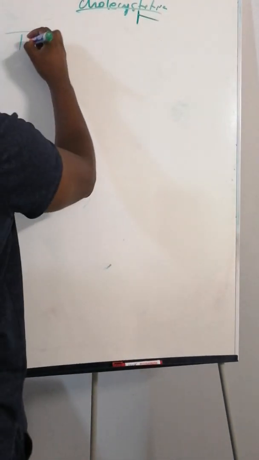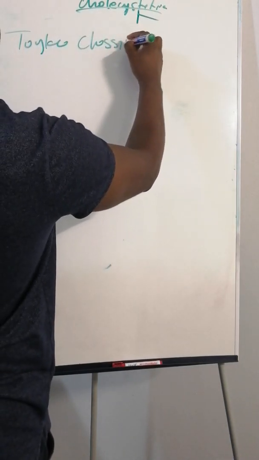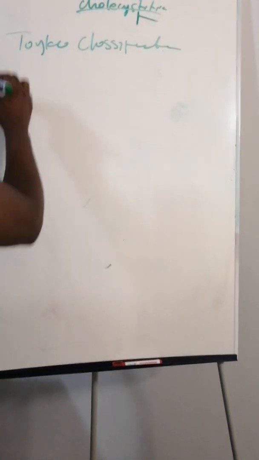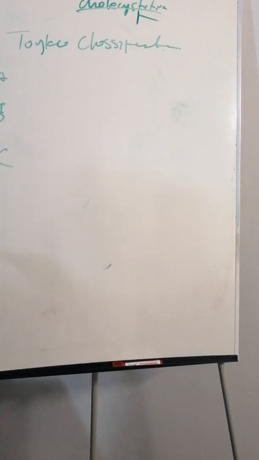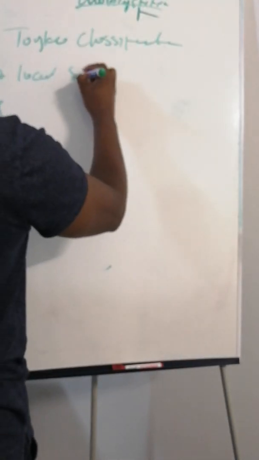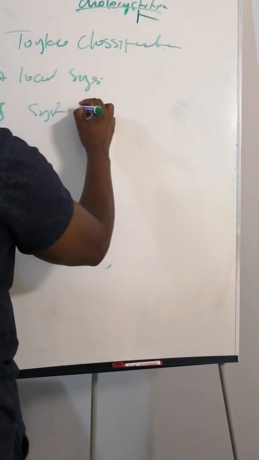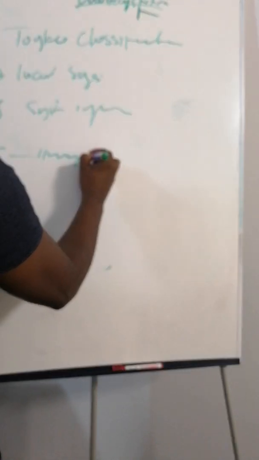Okay, let's talk about the Tokyo classification. Tokyo classification of cholecystitis. There's A, there's B, and then there's C. A is local signs of inflammation. B is systemic signs of inflammation. And C is imaging.